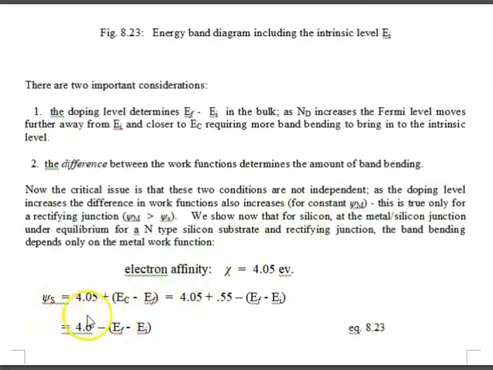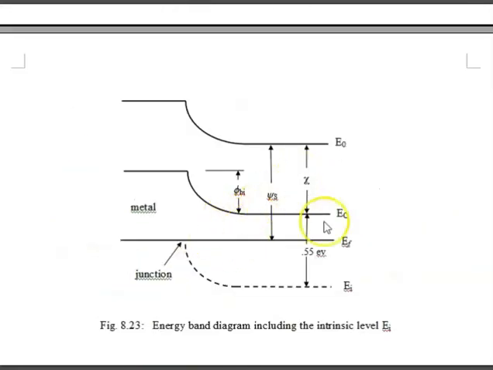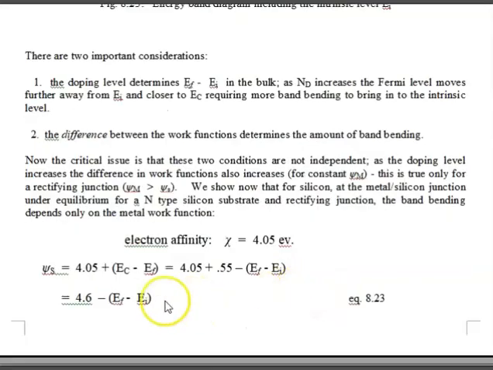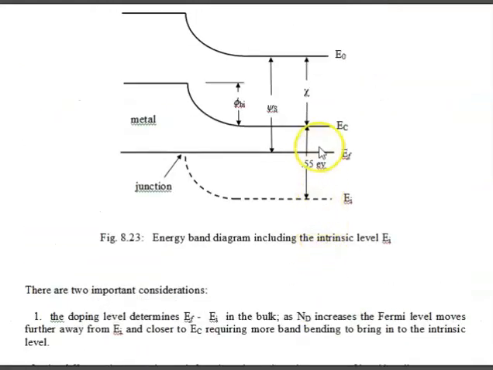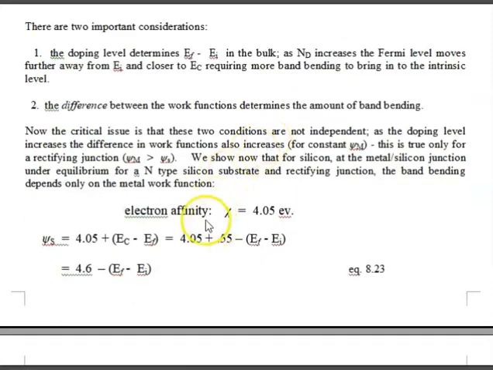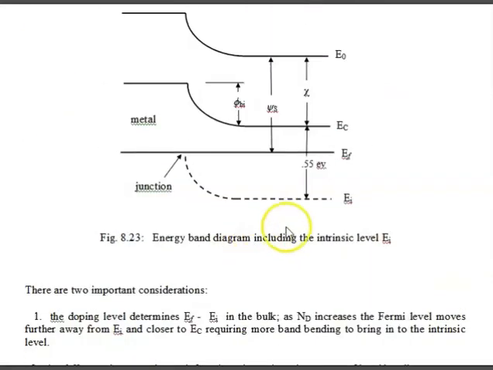The silicon work function is equal to the affinity plus EC minus EF, this difference right here. If we add the affinity, Xi, 4.05, plus this little difference, we get phi sub s. I should have said that the first time, but that's fairly clear. And then we take E sub C minus E sub F, which is equal to this distance minus EF minus EI.